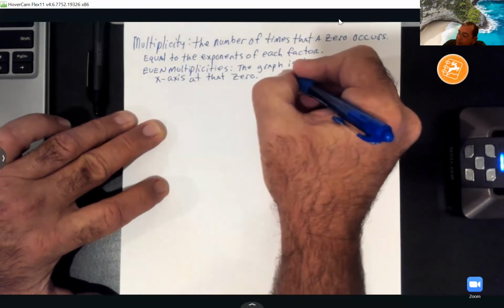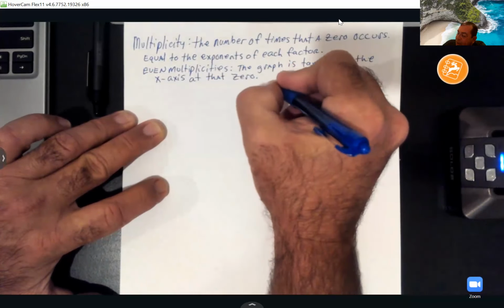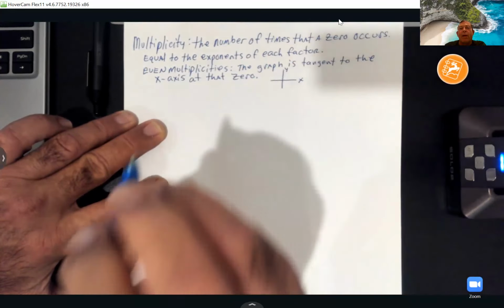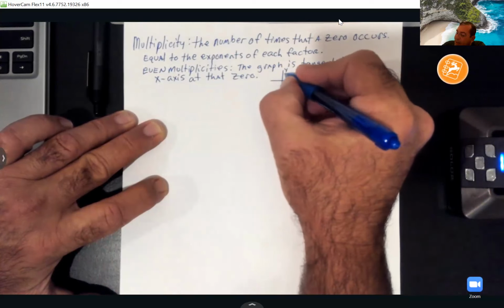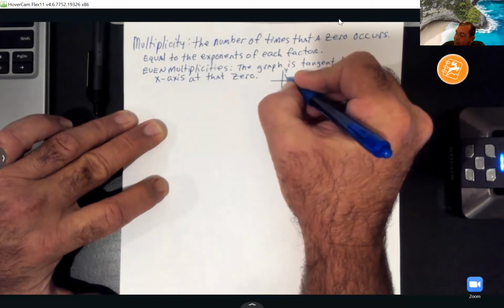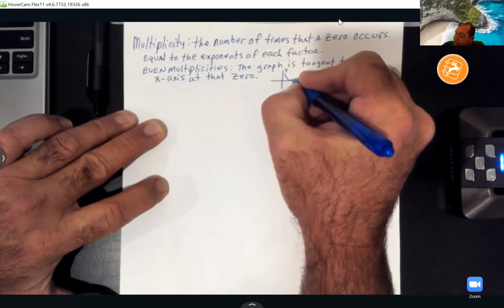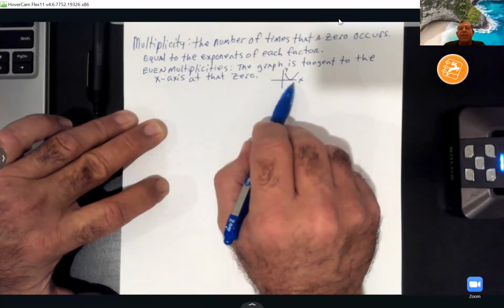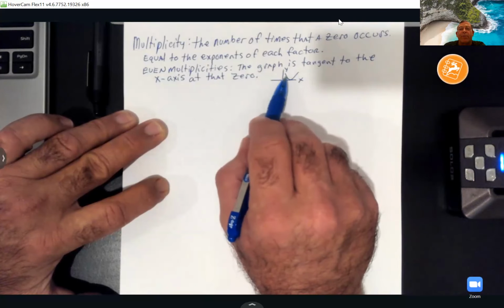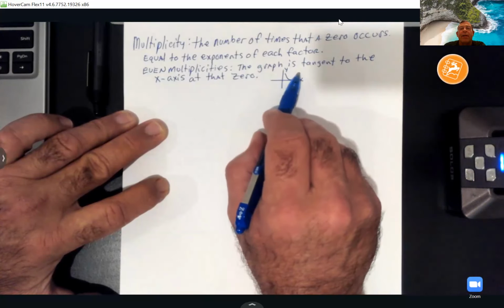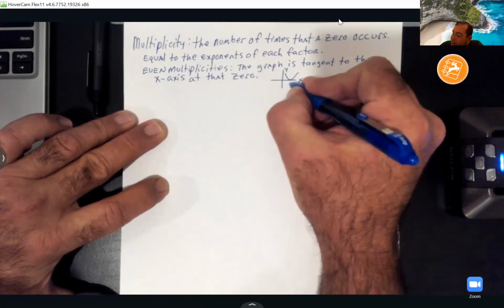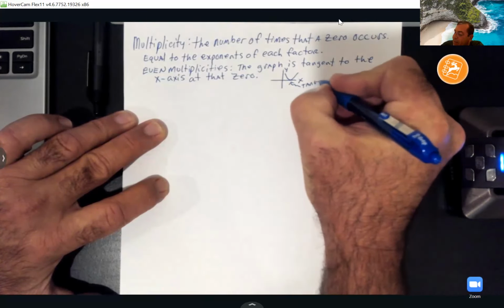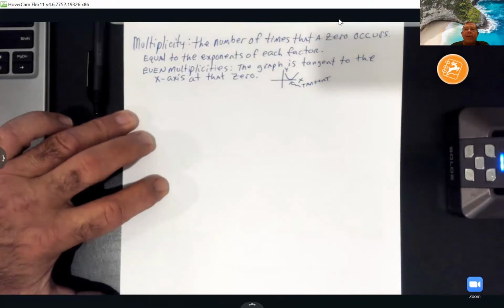So y'all, what I mean by tangent, let me just draw me a little graph here. What I mean by tangent is that the graph will come down, sort of touches that x-axis, and then it'll curve back up. It does not cross over it. It just sort of comes down and touches it and turns back up. That right there is what I mean by tangent.